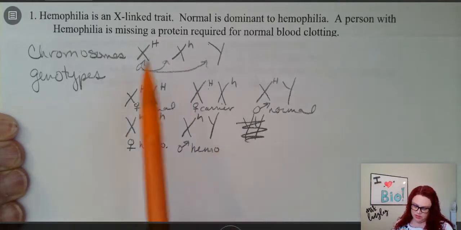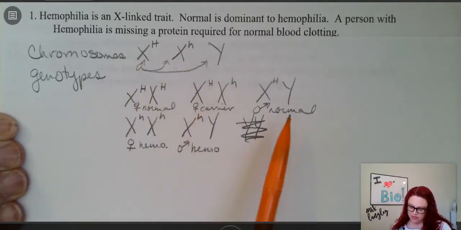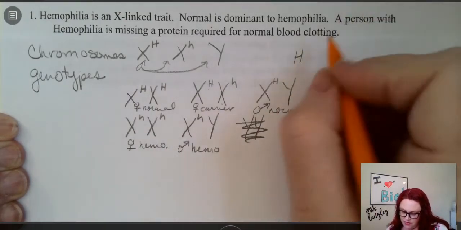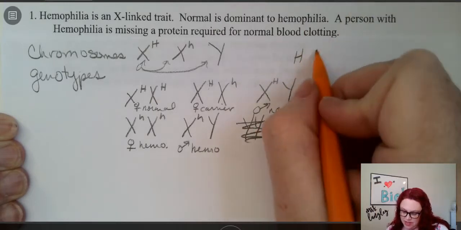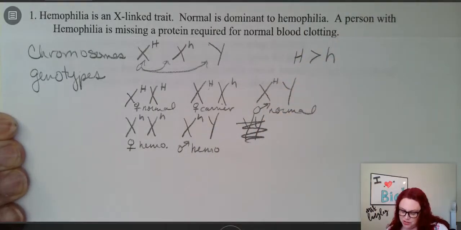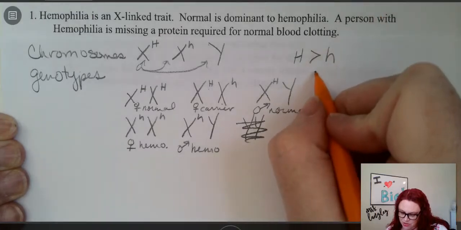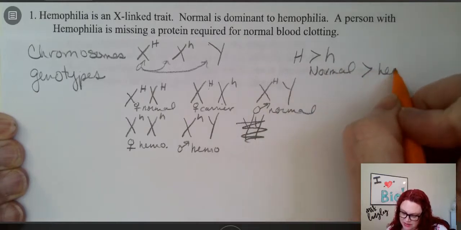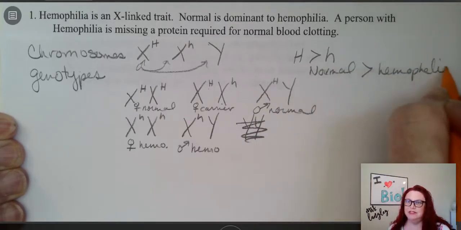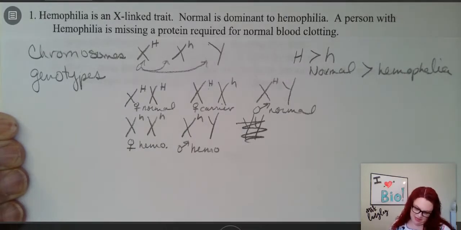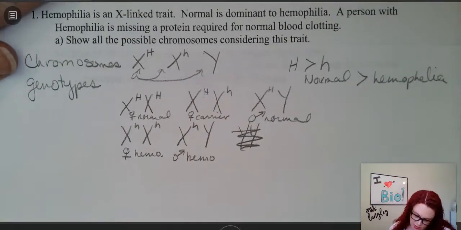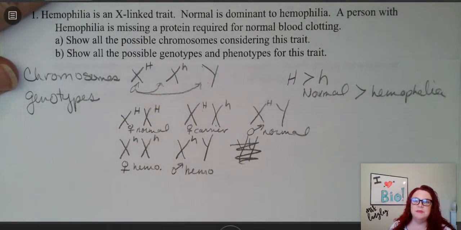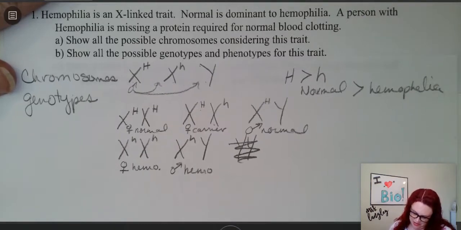Okay, so these are my chromosomes. These are my different genotypes I can get. And it's kind of important to remember that the capital H is dominant to the lowercase h. So that means that having normal blood clotting is dominant to hemophilia. Okay, so let's look at here. Show our possible chromosomes. So that's these here. Show the possible genotypes and phenotypes for this trait. Well, that's there.